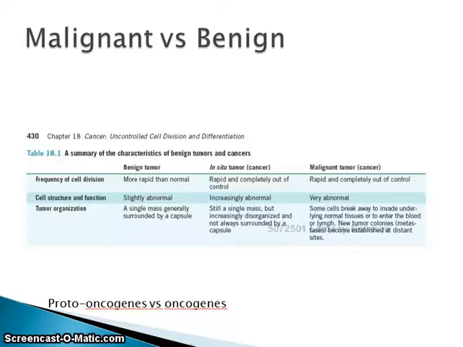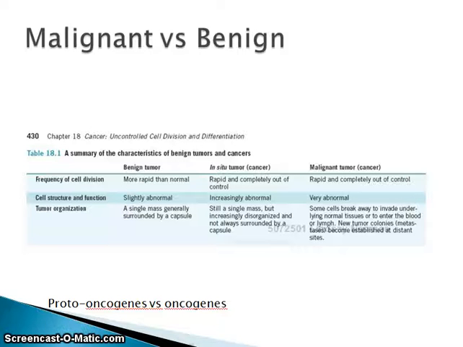Another thing that we talked about in the last half of this term was cancers and what malignant versus benign cancers mean and how they grow and what happens. This is a great chart from your book, Table 18.1. It does go over benign versus malignant, what it means, how fast they grow, and what it looks like.